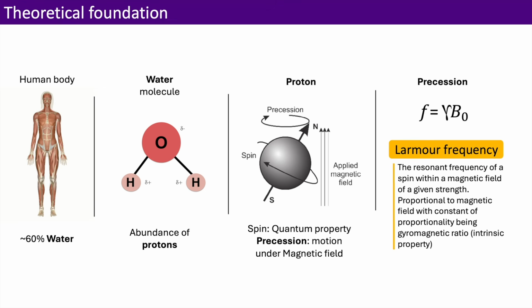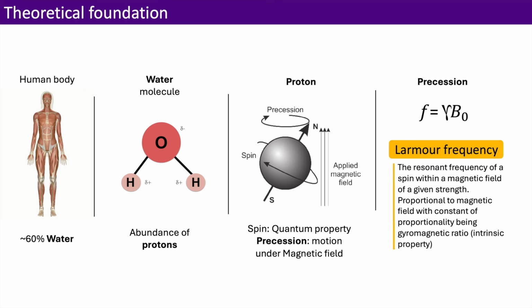So let's start with the theoretical foundation. First of all, the human body is composed of roughly 60% water, and water in its turn has oxygen bonded to 2 hydrogen atoms, so it has an abundance of protons. A proton has a spin quantum property, and under an applied magnetic field it does a special motion called precession, which resembles a spinning top. That precession can be quantified using the Larmor frequency, which is the resonant frequency of a spin within a magnetic field of a given strength.